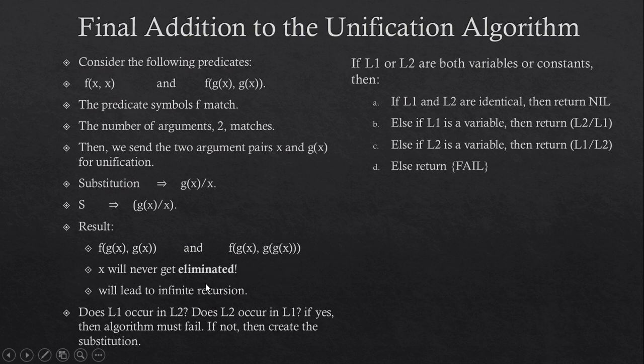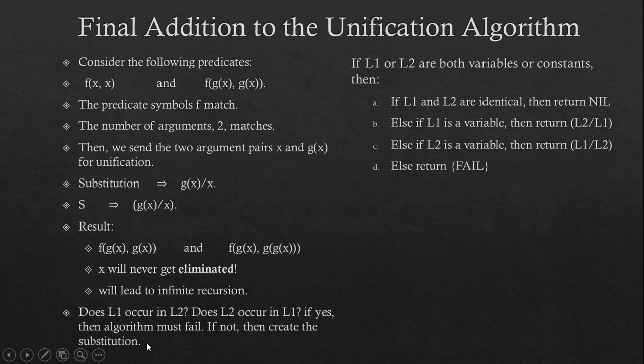The simple thing that we do in order to avoid this scenario is to keep a check just before the substitution. Does a variable occur in the other argument, like x in g of x in this case? Does L1 occur in L2? Does L2 occur in L1? If yes, then the algorithm must fail. If not, then create the substitution. I hope this tiny but extremely important addition to the algorithm is clearly understood.